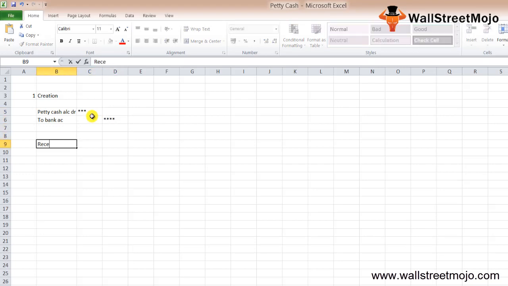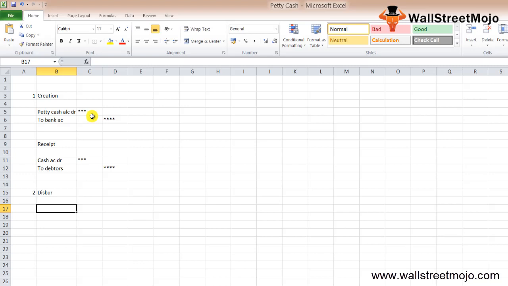Then in case of the receipt of the amount, the entry will go something like this: the cash account debit, the amount over here, to your debtor's account. Okay. Now, in case of disbursement, each disbursement is not recorded via journal entry, as there may be many small disbursements for tiny expenditures, like buying a postage stamp. Instead, a journal entry is passed at the end of the day or after a particular period of time for the total amount that has been disbursed.